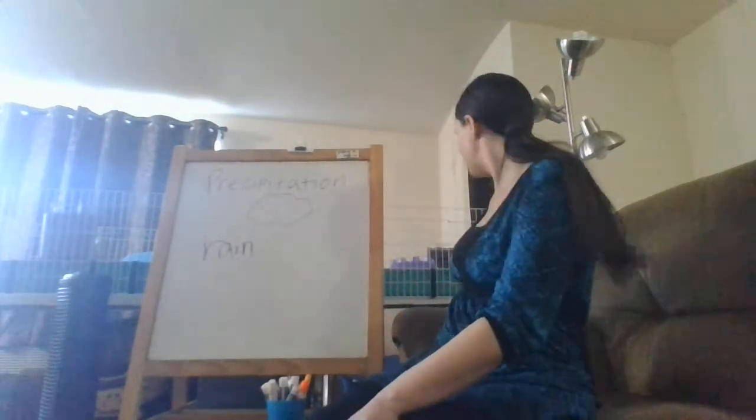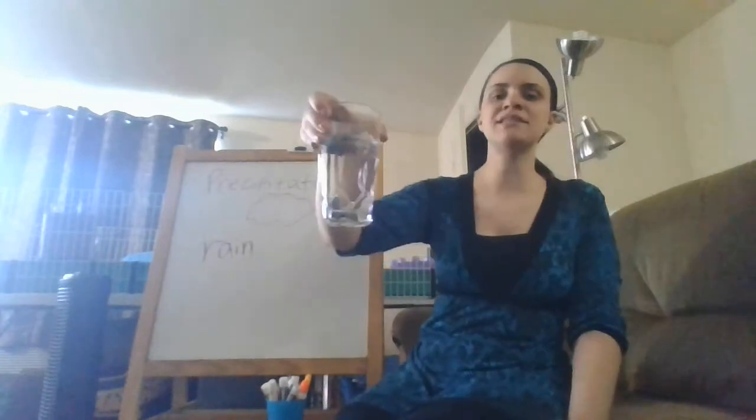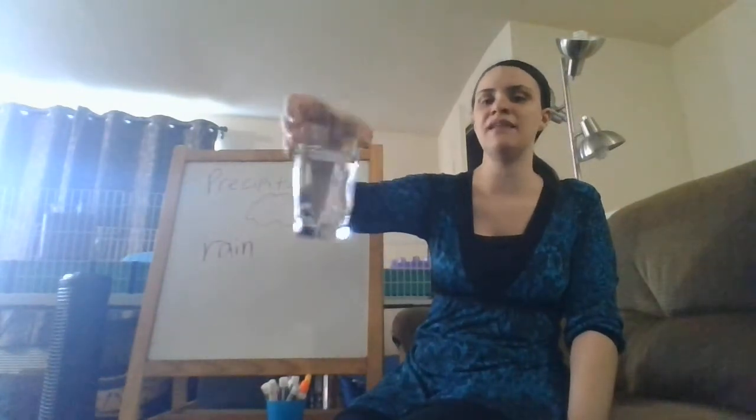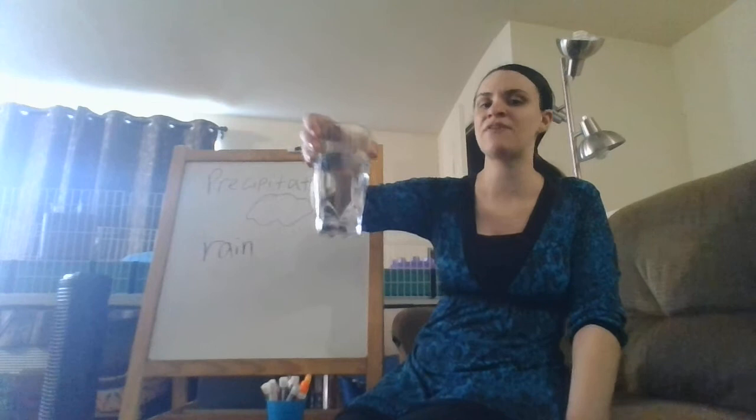Now, rain happens to be a liquid. Okay, my glass of water here is a liquid. Okay, this is liquid water. This is the kind of water that comes out of our faucet and our rain.